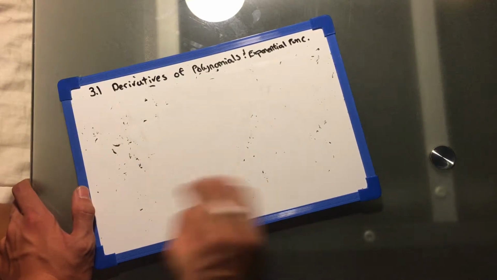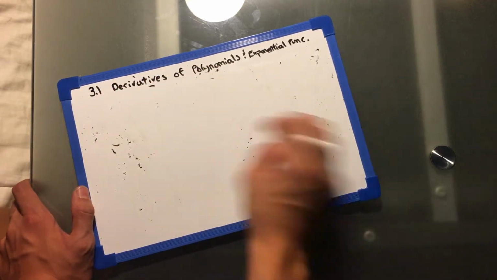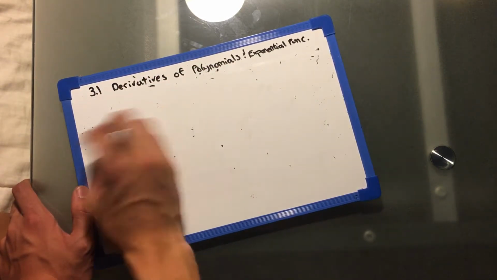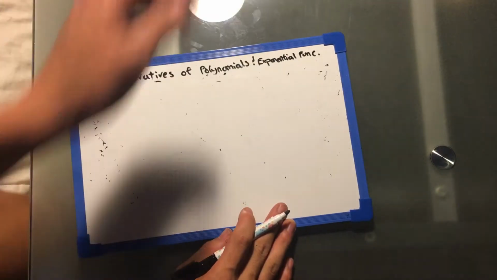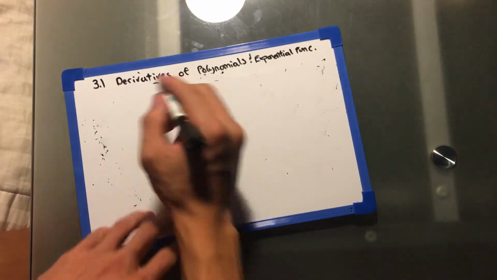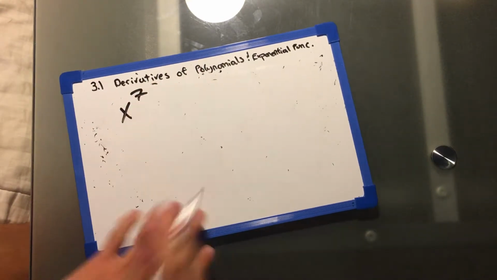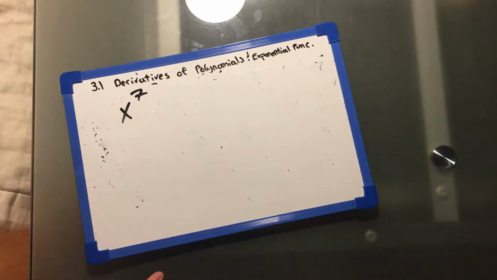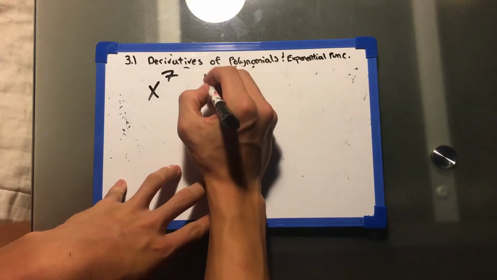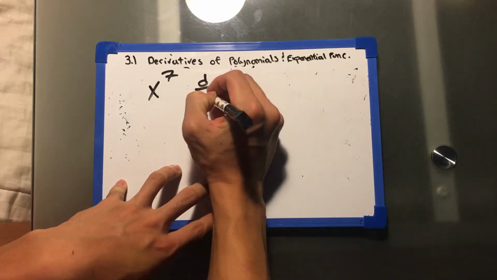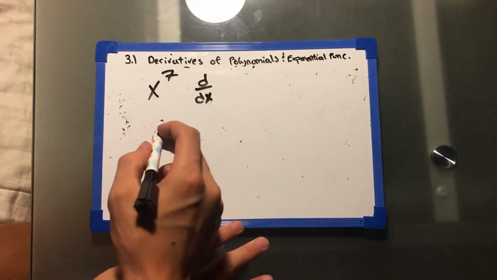Alright? Now, to find actual derivatives, the things that are not constant. Let's just say x to the 7th. How do you find the derivative of that? Well, we would use something called the power rule. So the derivative of x to the 7th, right?